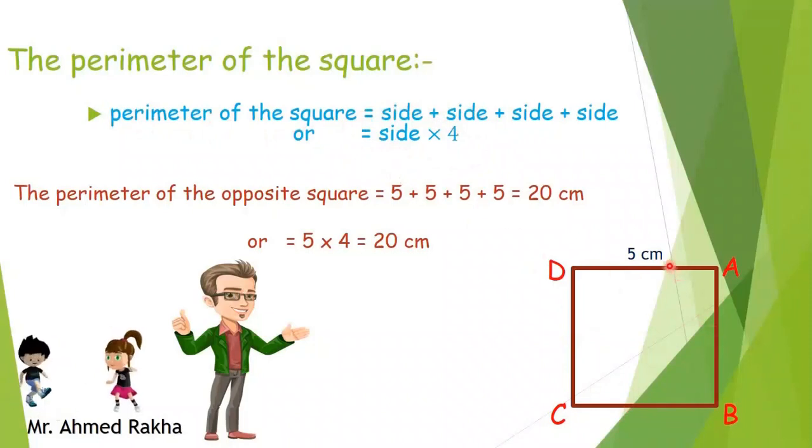Now if the length of this side is 5 centimeters, the perimeter of the square, as you can see here, will be 5 plus 5 plus 5 plus 5 equals 20 centimeters. Or we can use the other way, that means we will use its side 5 multiplied by 4. 5 times 4 equals 20 centimeters.